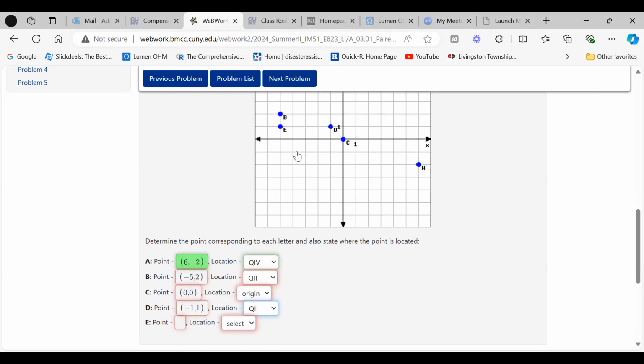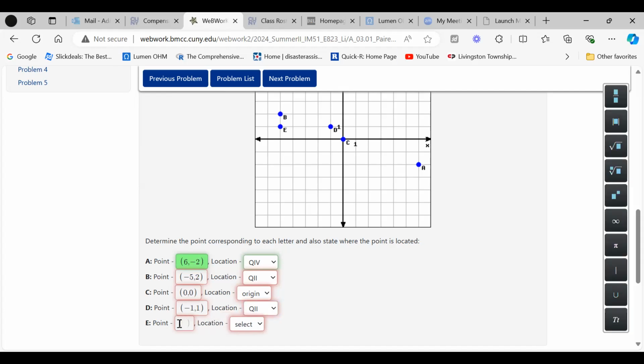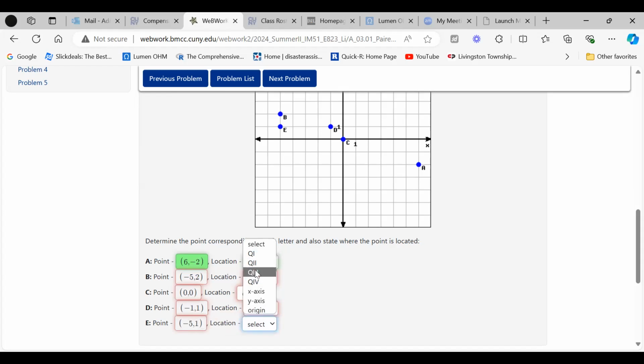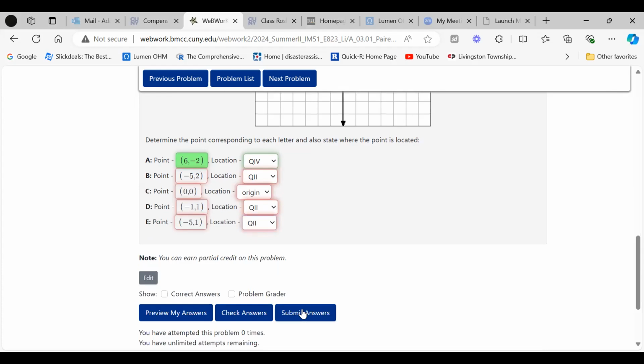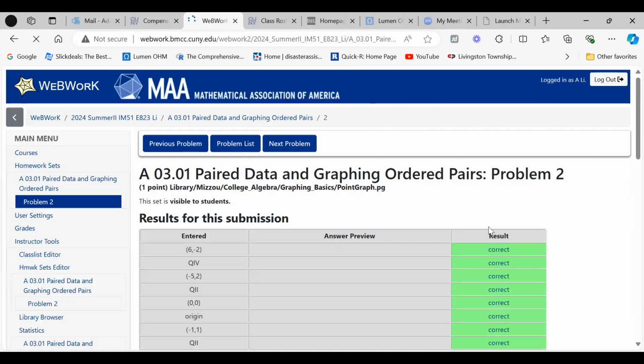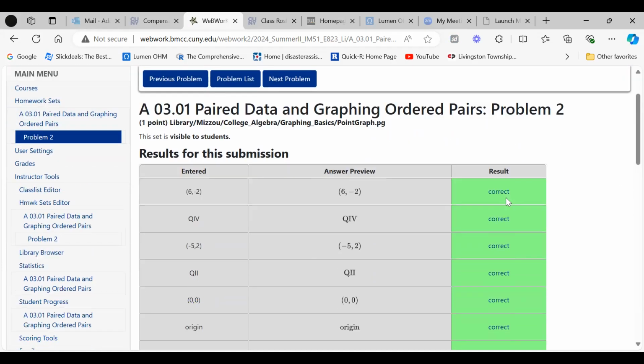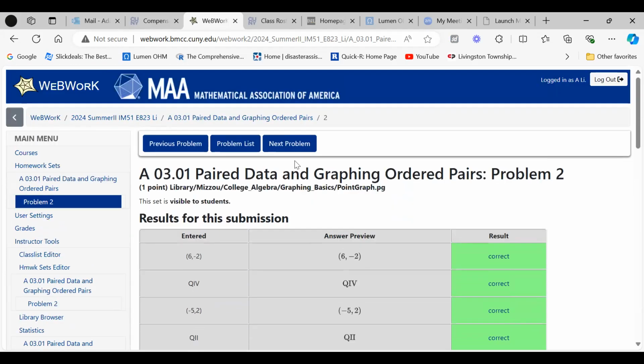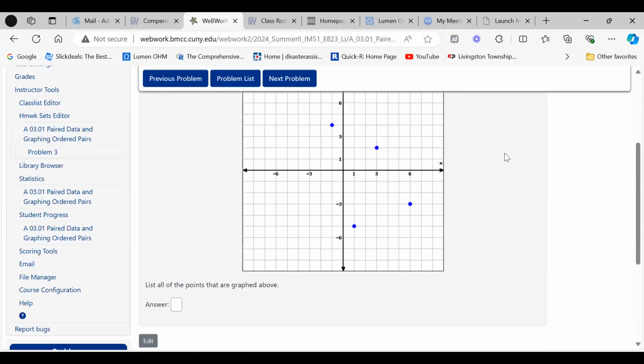And then point E, what do you think? -5 and 1. Quadrant 2, great. Quadrant 2, perfect. It's all good. All right, so I think you guys are comfortable doing this. Let's look at the next question. Okay.